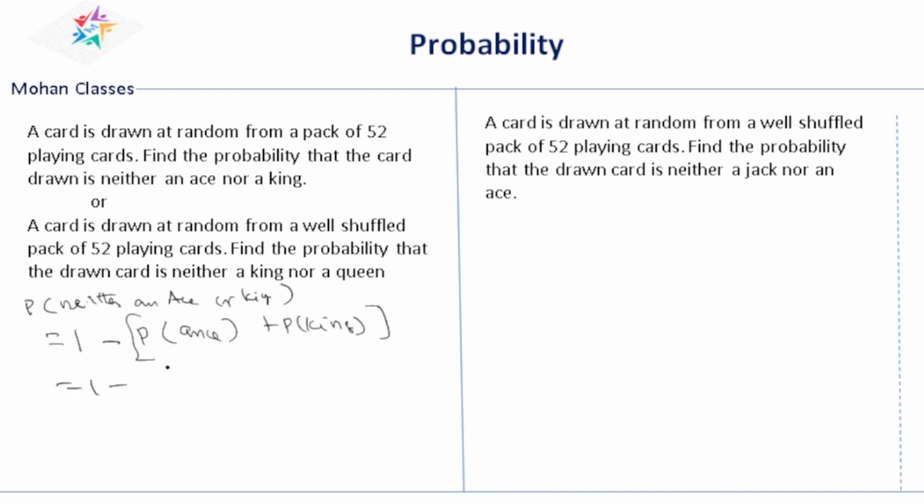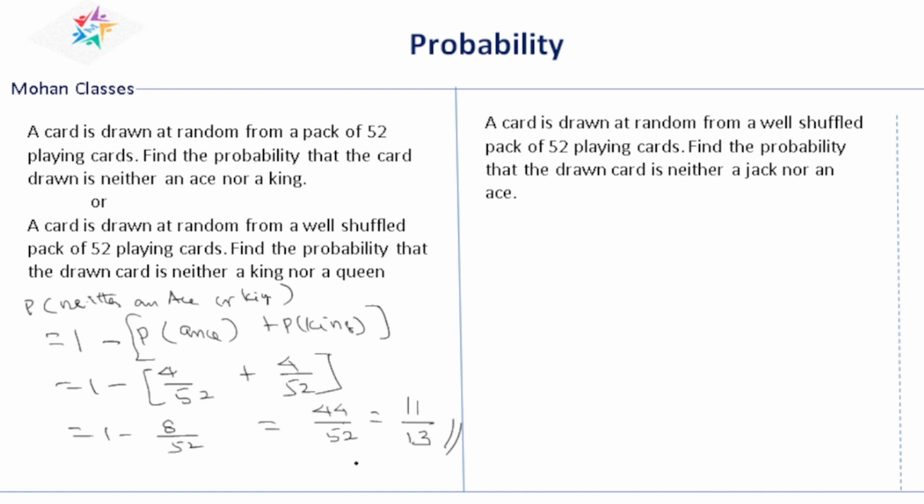How many aces will be there? 4, right? So 4 by 52. And then here also 4 kings will be there, na? 4 by 52. So that is equal to 1 minus 8 by 52. So 1 minus 8 by 52, how much you will get? 44 by 52. That means 11 4s are 44, 13 4s are 52. 11 by 13 is the probability of the above. For these two questions, the answer will be the same, 11 by 13.